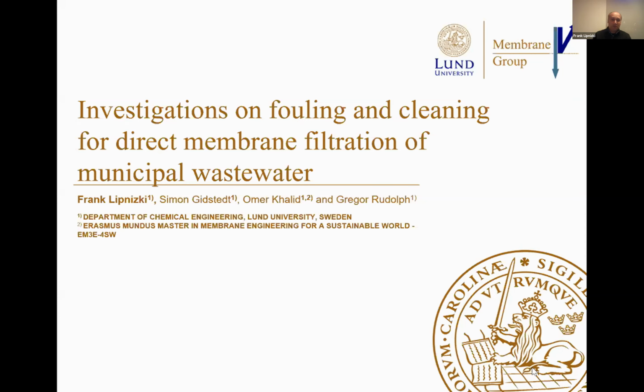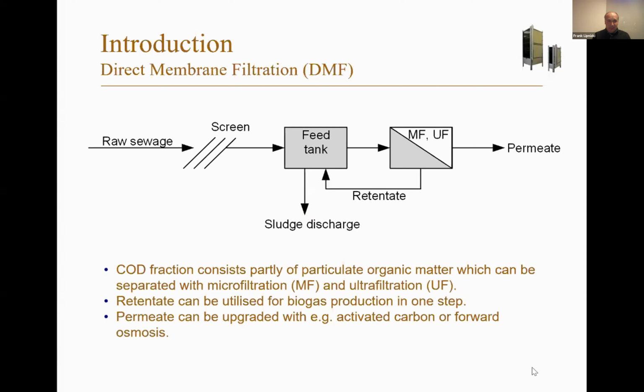So first of all, some of you might not be familiar with direct membrane filtration. It's basically a wastewater treatment process where we try to avoid biological treatment. What we do is take the raw sewage water, screen it into a feed tank where we remove the sludge for discharge, and then we use microfiltration, ultrafiltration to get out a nice permeate.